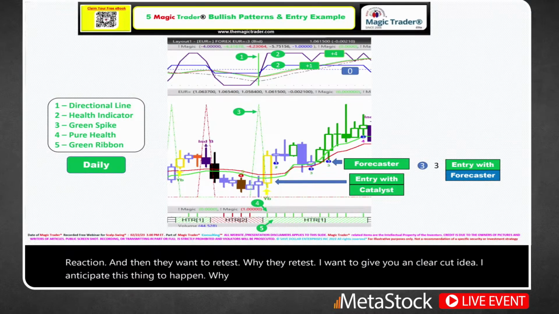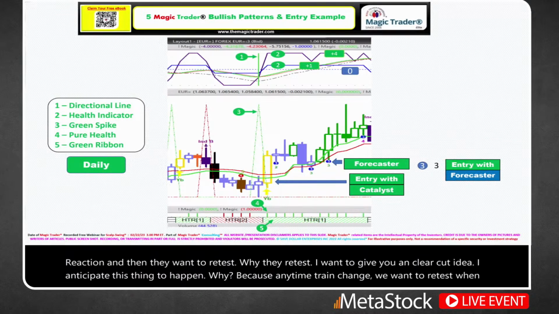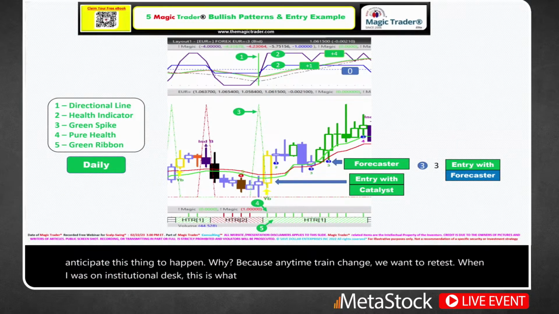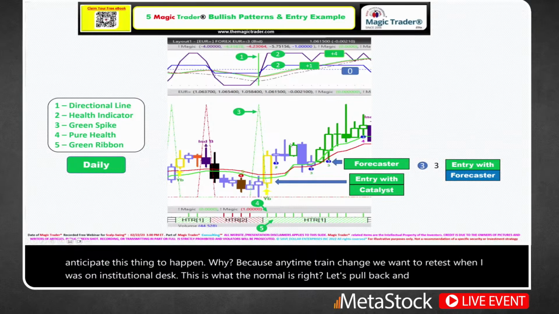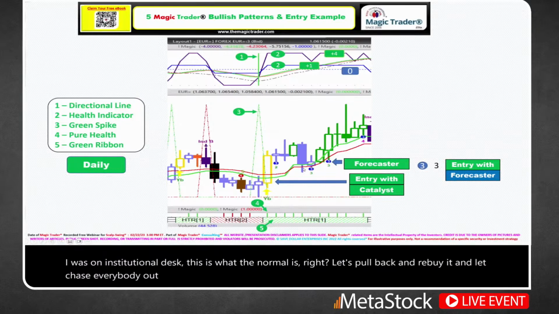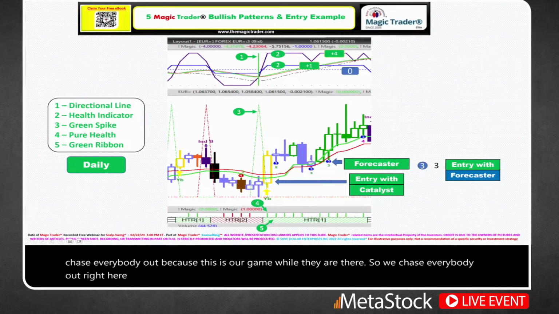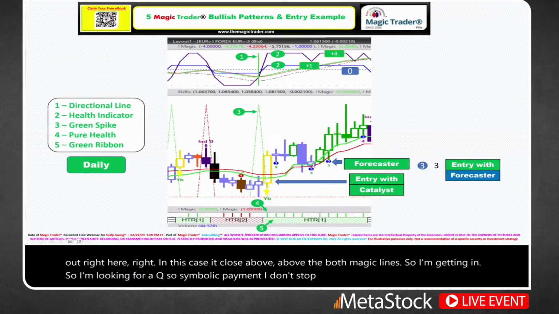Why? Because any time the trend changes, we want a retest. When I was on the institutional desk, this is what was normal, right? Let's pull back and rebuy and chase everybody out, because this is our game. Why are they there? So we chase everybody out right here, right? In this case, it closed above both magic lines. So I'm getting in. I'm looking for cues. So when the symbol came in, I don't stop. I just go in there, right?